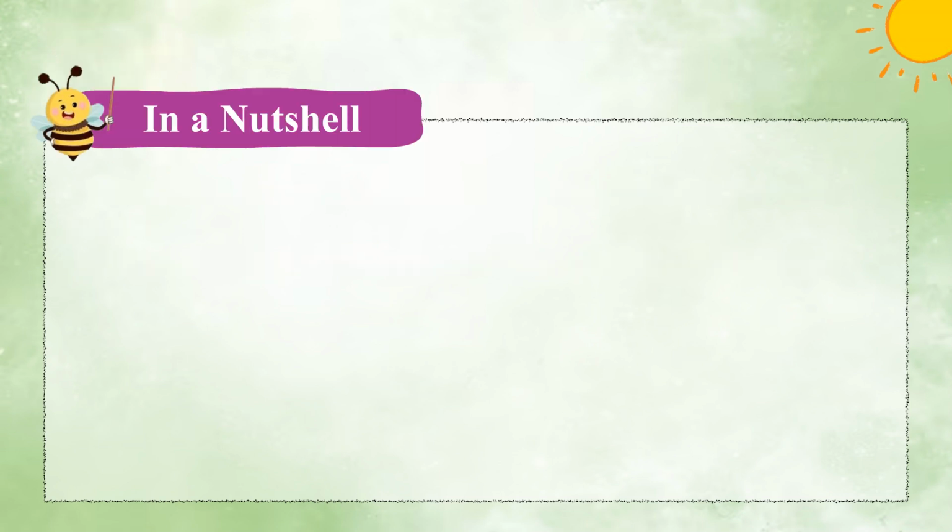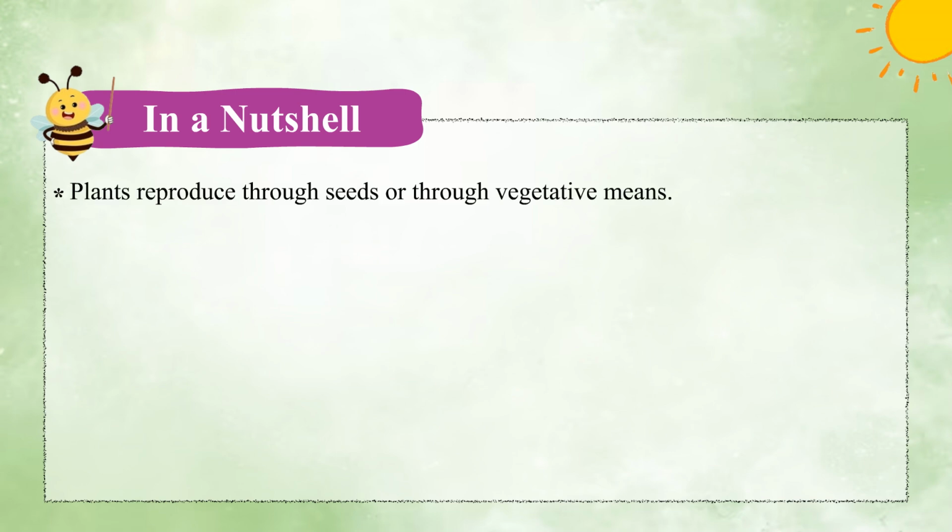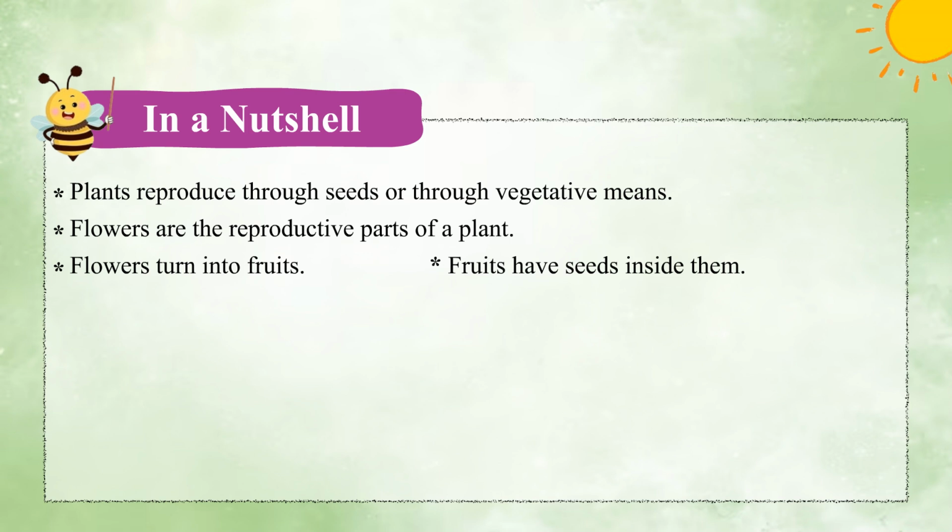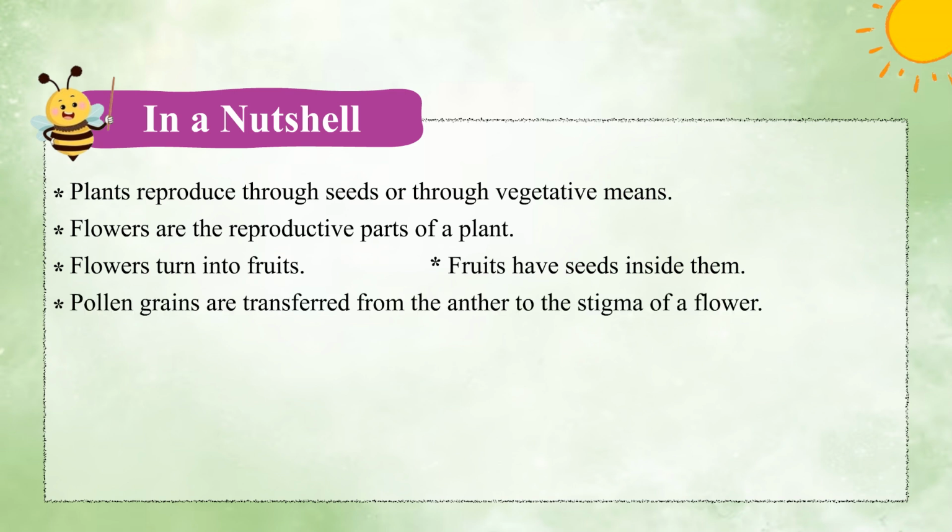In a nutshell, plants reproduce through seeds or through vegetative means. Flowers are the reproductive parts of a plant. Flowers turn into fruits. Fruits have seeds inside them. Pollen grains are transferred from the anther to the stigma of a flower. Pollination leads to seed formation.